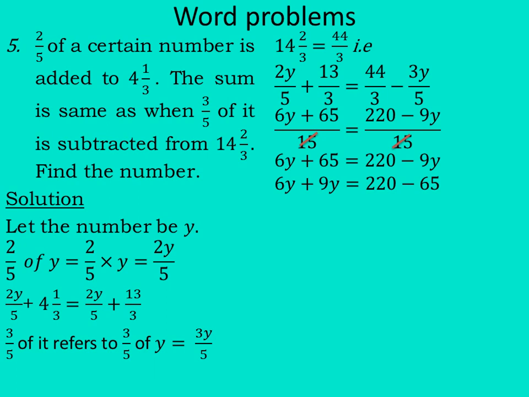So from the right hand side we bring minus 9y to the left hand side, and because it is having minus on the right hand side, when it's crossed over the equal sign, it becomes plus.